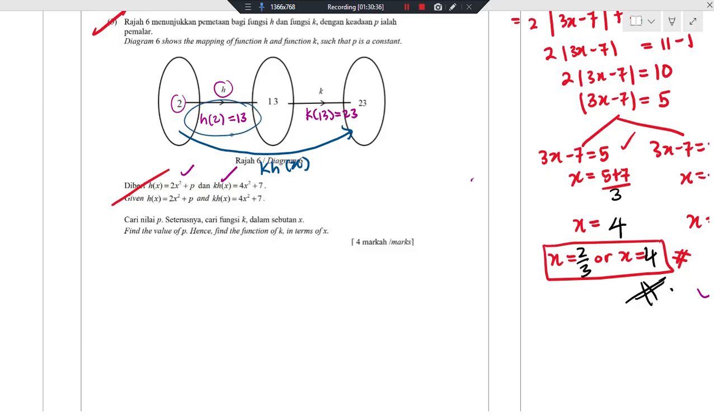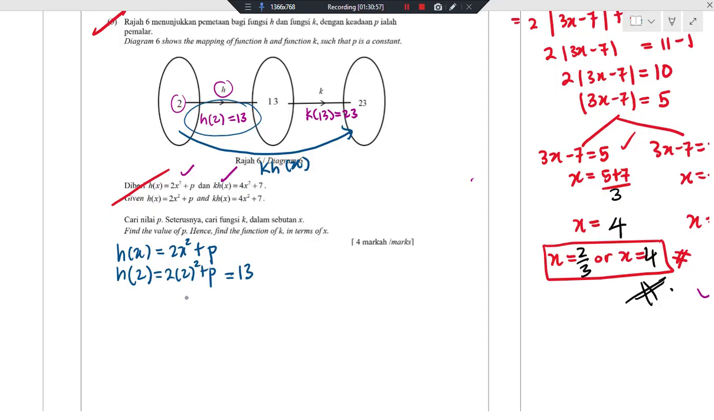That's it. Solve your P. So, 2 squared is 4. 4 times 2 is 8. 8 plus P equals 13. So, P equals 13 minus 8. P equals 5. Okay. That's your first part of your question. P equals 5.